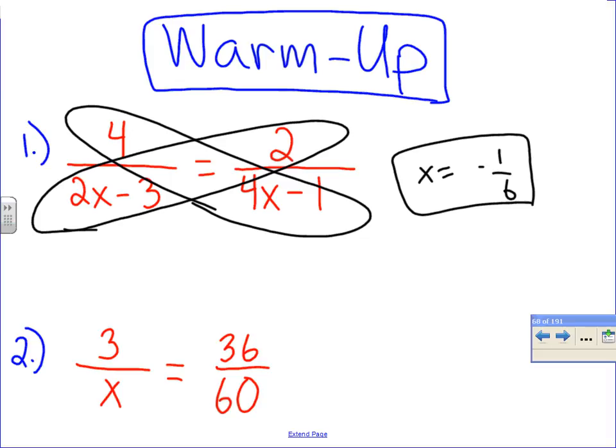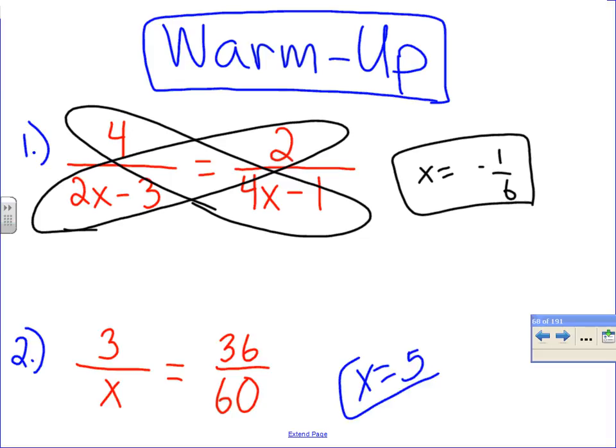Adam? No. When can you cross simplify? Alyssa? Good. When there's a multiplication symbol between them, that's when you can cross simplify. Now, like Adam, if this could be simplified, then you can simplify it. But don't cross simplify. Okay, the second one. Annalise. Good job. X equals 5.